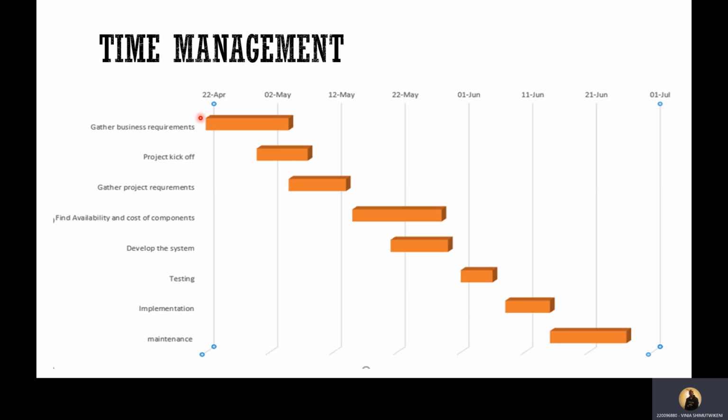With time management, I started gathering from the 20th of April, and then I developed the system from the 20th of May. I started doing all my tests from the 28th of May, and the implementation took place from the 8th of June. Then I've been maintaining this system just to see what modifications I could do.